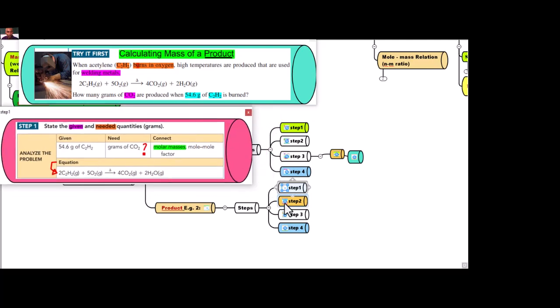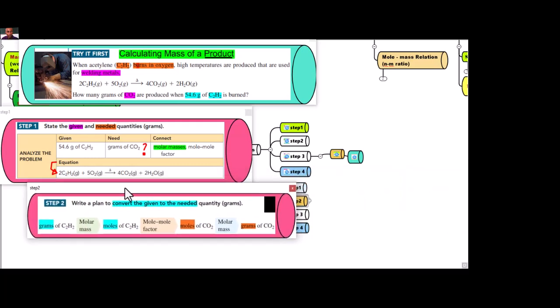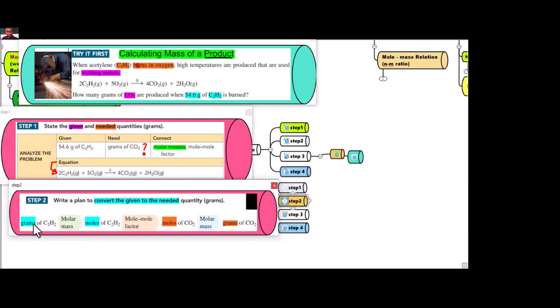Step 2 is write the plan to convert the given to the needed. We have gram of acetylene, and then change this into mole, and then again use the mole factor, and then change the mole by using molar mass to the gram.